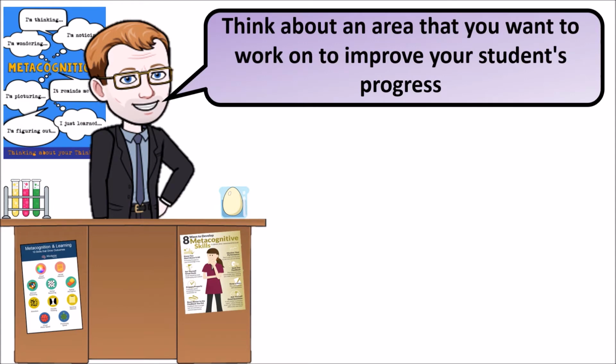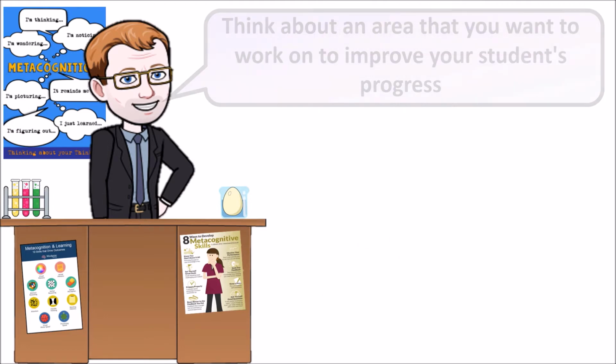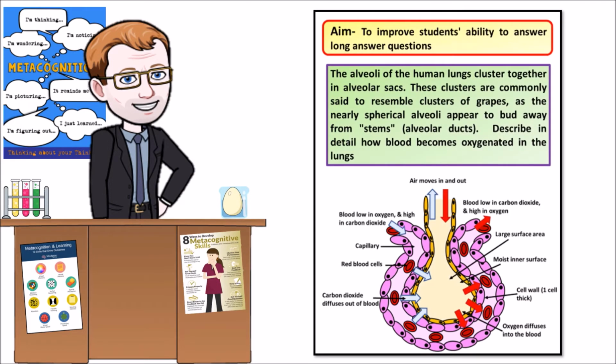So the first thing that you need to do before planning any activity is to think about the area that you want to improve, or that you want your students to improve on. One key thing that was a problem for me was students' abilities to answer long answer questions. But you could think about any type of question that you want students to improve on.